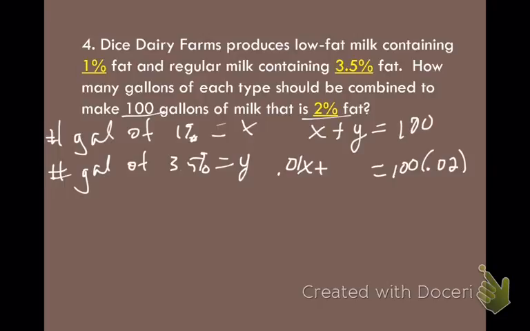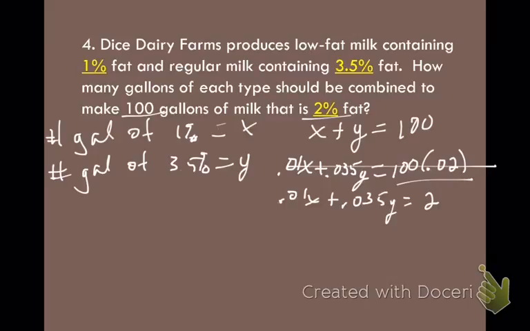And the same thing with the 3.5%, right? I've got to take the number of gallons, which is y, and multiply it by its fat percent, which is 0.035. When we take percents and put them into equations, we always make them decimals. Okay? So I'm going to go ahead and multiply out the 100 times the 0.02 because I can. It's just simplifying. Right? And we get 2. Don't really need that guy anymore.